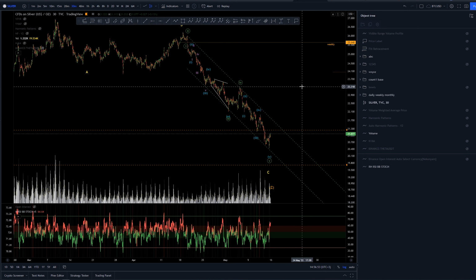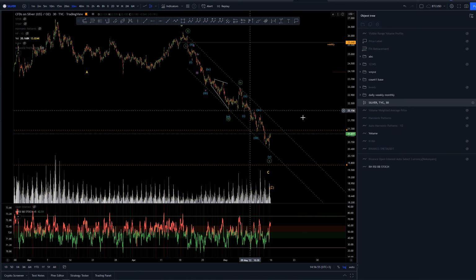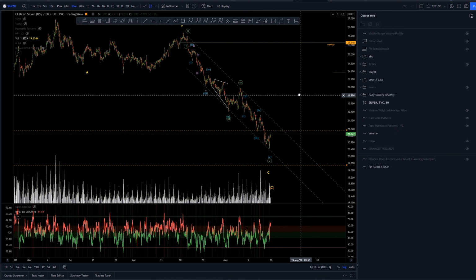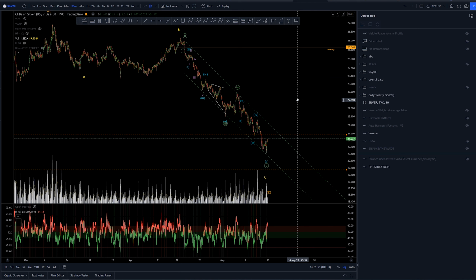But I think that's all I wanted to share on silver. Let me know if you have another count, or if you would like an update on something else that I've already created an Elliott Wave count for.